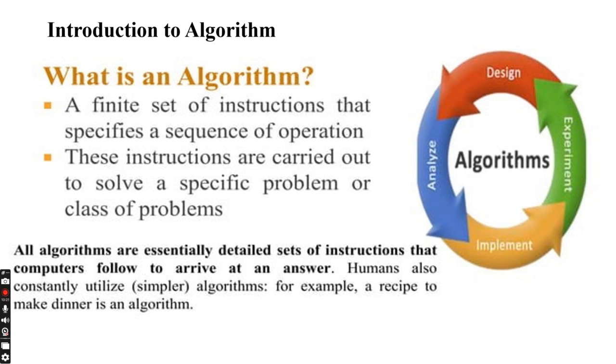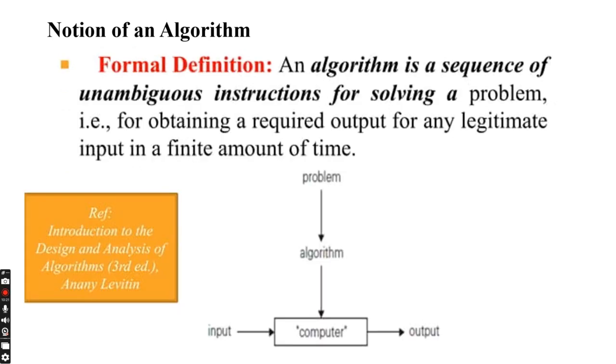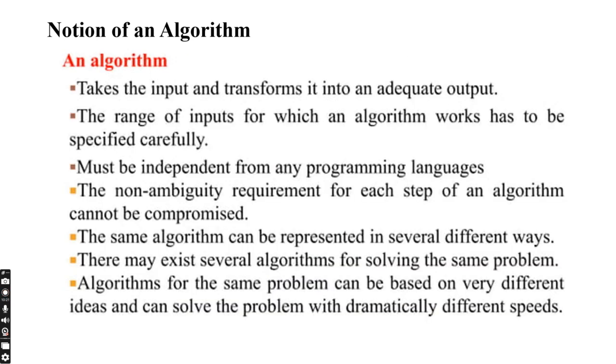Then the definition of an algorithm. Already I said it is a finite set of instructions that specify a sequence of operations. These instructions are carried out to solve a particular problem. Then the formal definition and notion of an algorithm: each algorithm should have at least one input and it may give one or many outputs, within the stipulated time, a finite amount of time. That is very important. That is the notion of an algorithm.